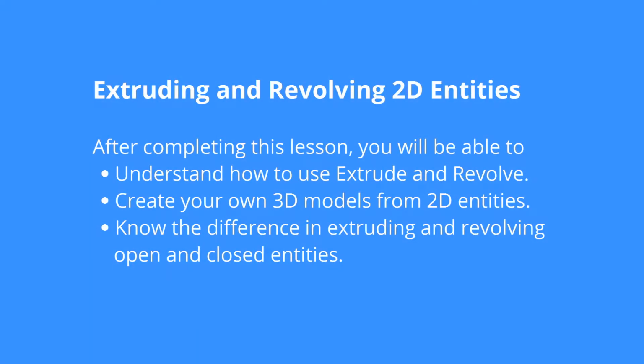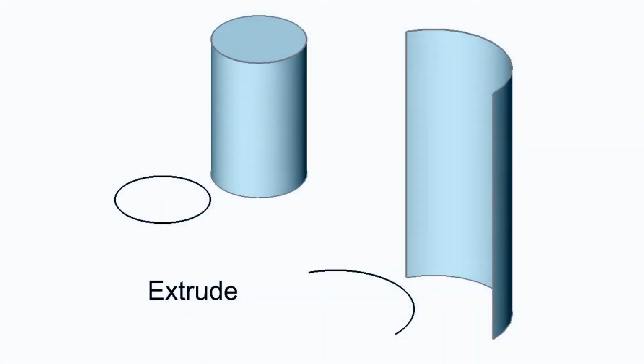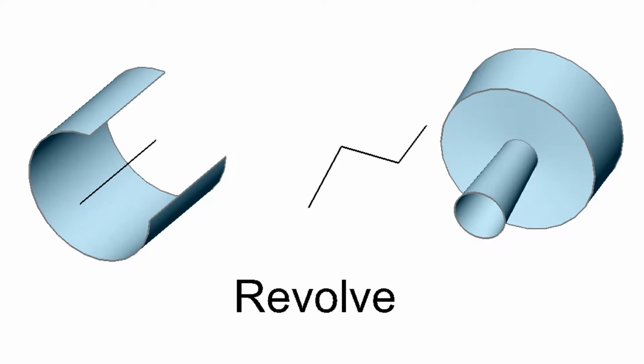There are two basic ways of creating 3D models. One of them is with primitives, the other by converting 2D entities into 3D ones. The most common commands for this are extrude, which turns 2D objects into long 3D ones, and revolve, which rotates them around.